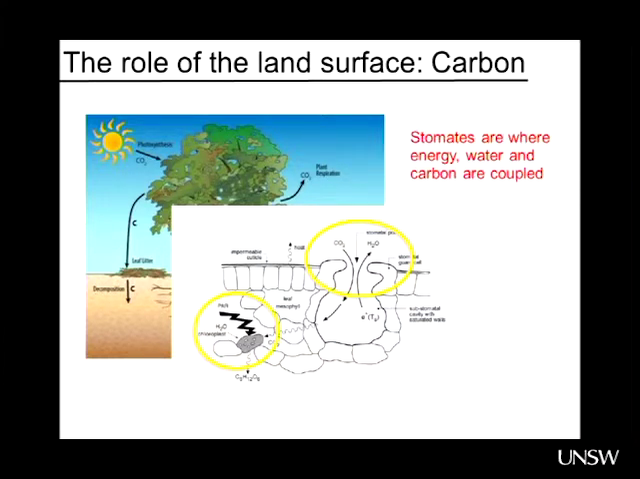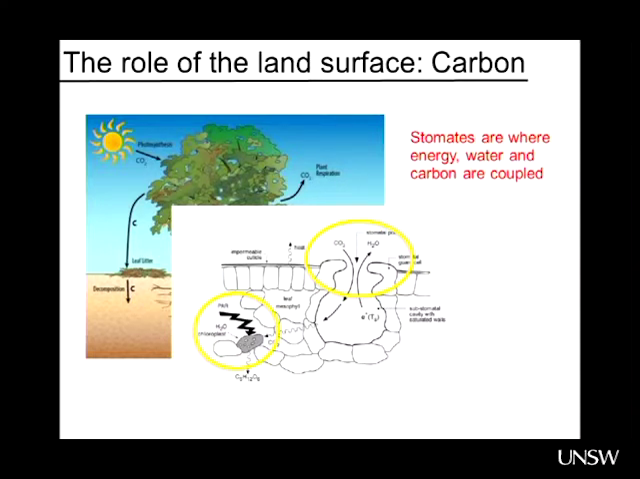Stomates are, I think, and I might be wrong, but I think they're the only place in the entire Earth system where energy, water, and carbon are coupled and occur simultaneously. Now, there may be a couple of other places, for instance, phytoplankton in the ocean, but we're ignoring those for the time being because we're talking about the land. So, these things, stomates on the surface of leaves, are really important.